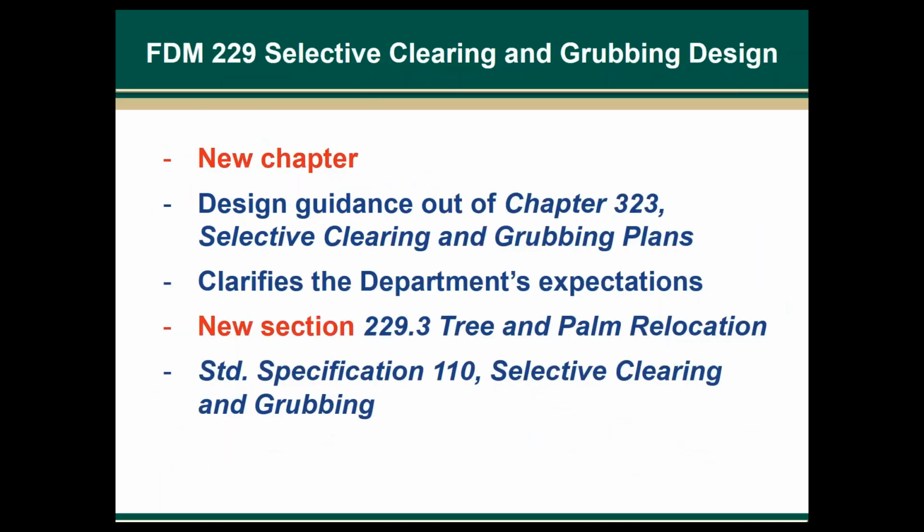Chapter 229 was created and expanded on from information in 323, Selective Clearing and Grubbing Plans. This new chapter provides more information for the designer on the department's expectations when selective clearing and grubbing or relocating trees and palms. Also make sure you are familiar with Standard Specification 110, Selective Clearing and Grubbing, as the FDM and the specification correspond. We'll give a brief overview of the major changes to this chapter.